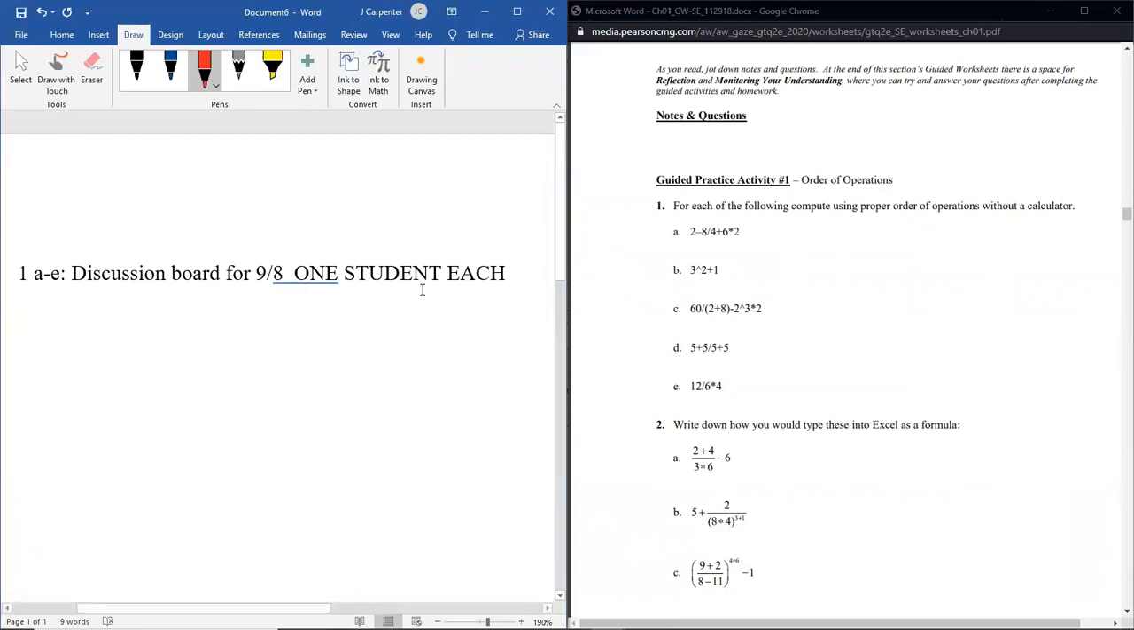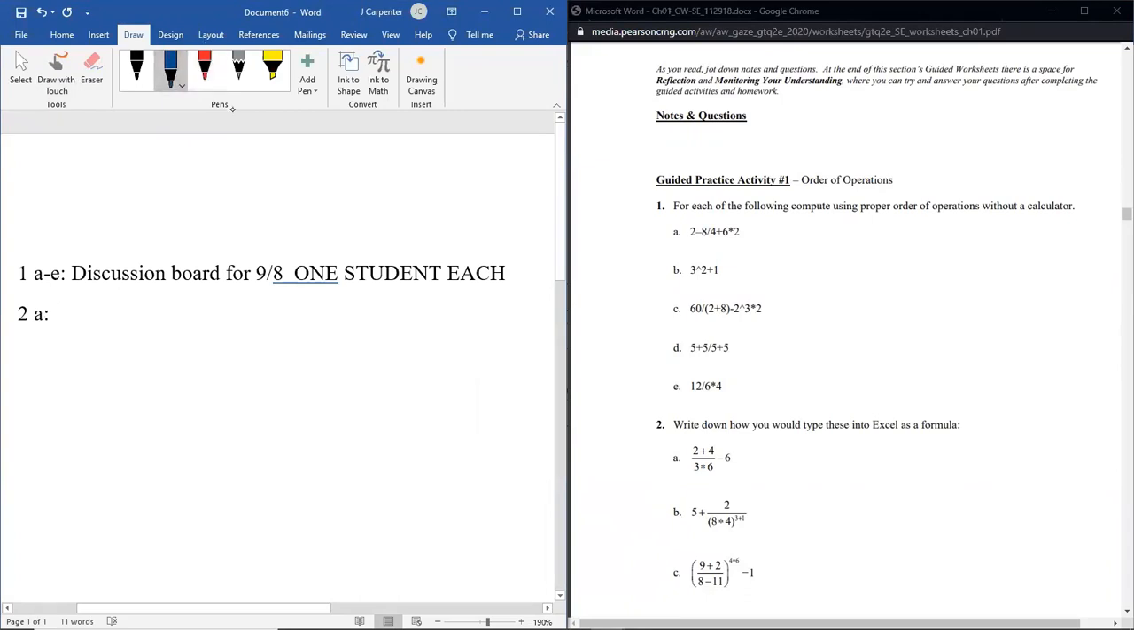So we're going to focus on 2. A. Write down how you would type these in Excel as a formula. This is 2 plus 4 all over 3 times 6 and then minus a 6. When you have extra steps in the top or bottom of a fraction, that's a good sign that you need a parentheses around it.